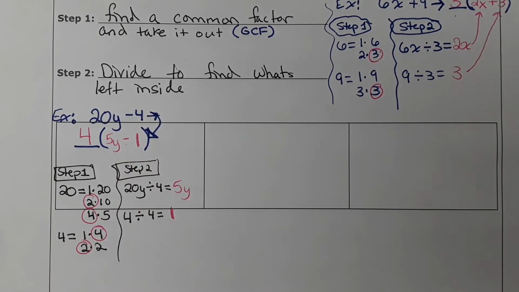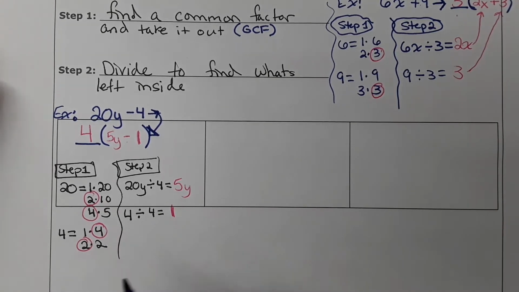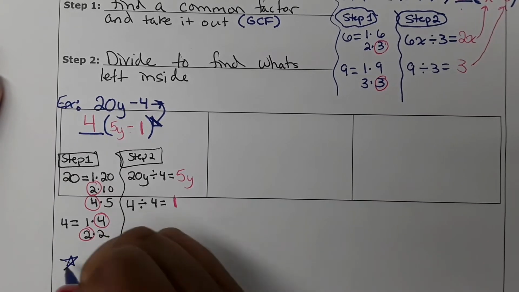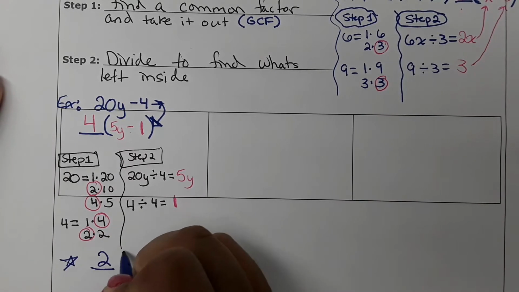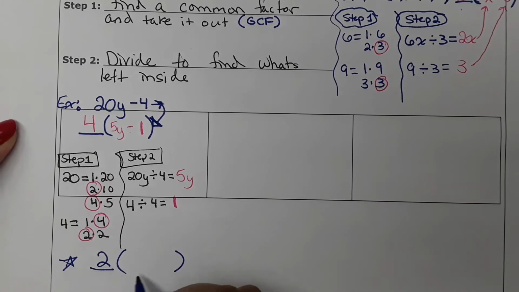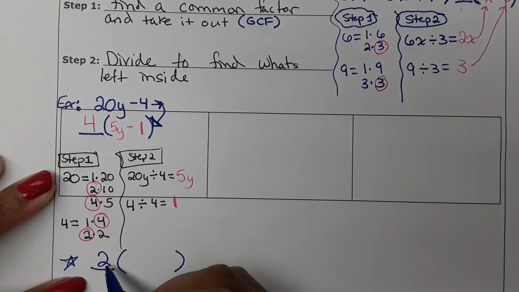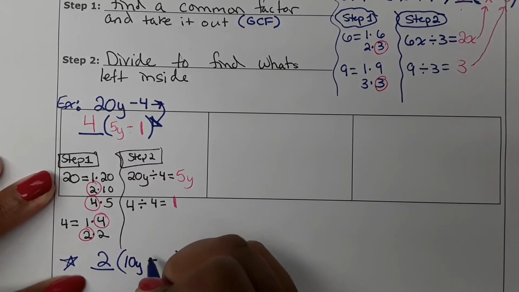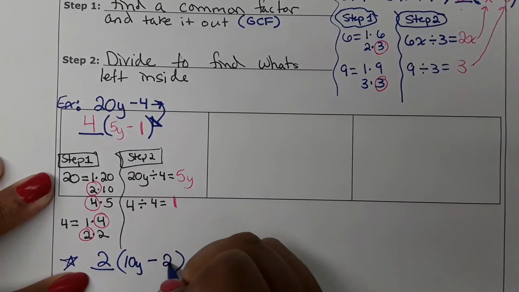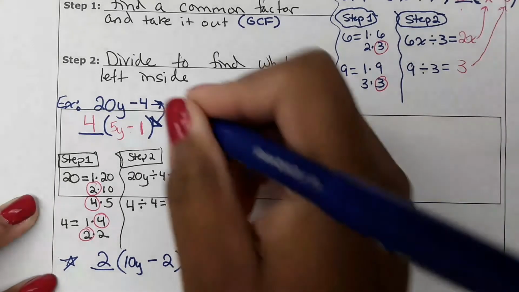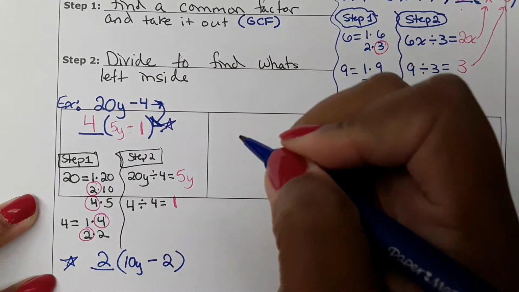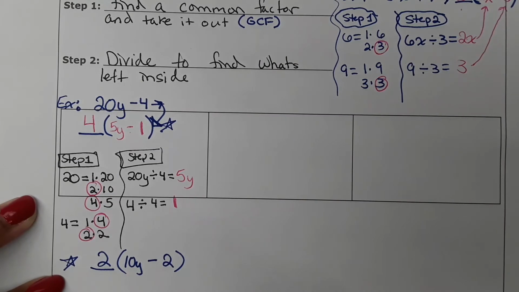Now, for you students who are ready for a bonus, some of you noticed that 2 was common. That's right. They do have 2 in common. So you could have taken out 2. If you take out 2, you're going to have something different left inside. But it's not hard to figure out. 20y divided by 2 is 10y, minus 4 divided by 2 is 2. So you have options. Here's your first option for an equivalent expression. Here's your second option for an equivalent expression where you factored. So you could have multiple ones.